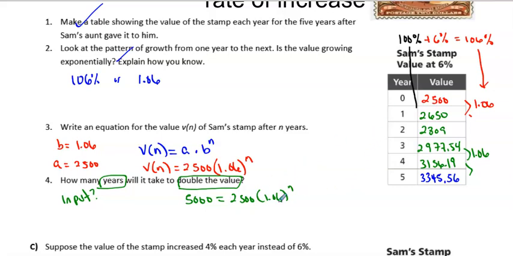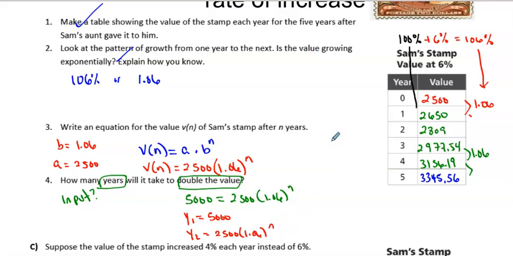All right, and this is where I would bring out my handy dandy calculator. I mean, you could keep multiplying by 1.06, but you're going to pass over the 5,000. I doubt it's going to hit it exactly. So I'm going to use my calculator for this one. I'm going to do y sub 1 equals 5,000 and y sub 2 equals 2,500 times 1.06 to the n power. And when I use my calculator, I'll use x instead of n.